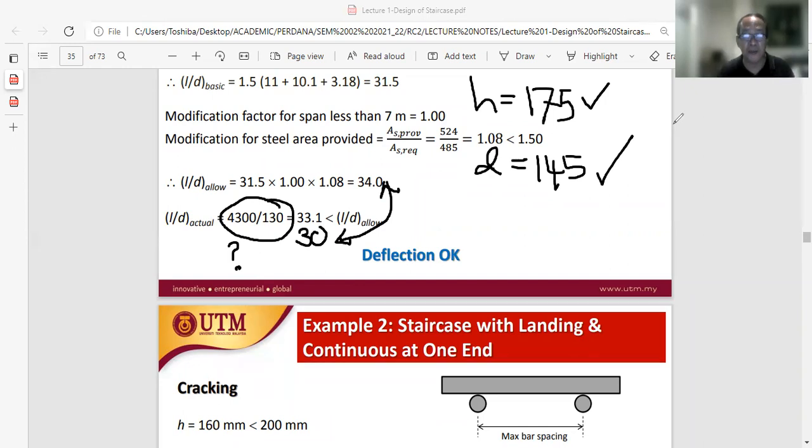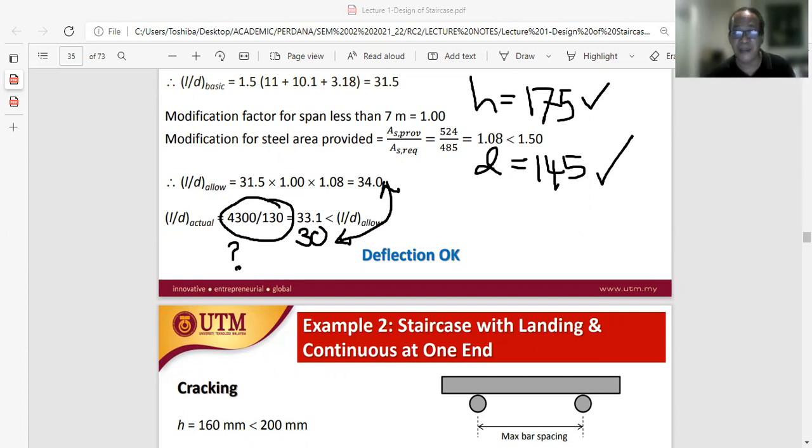have a better control in deflection. A better control. This means the actual L over D is clearly much lower than the allowable L over D. Say we maintain allowable 34. So from here we can see that choosing H 175 gives a better control against deflection of the staircase. Even though using 160 is still a safe solution.